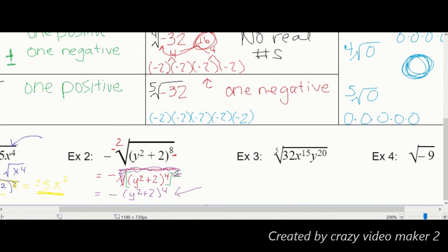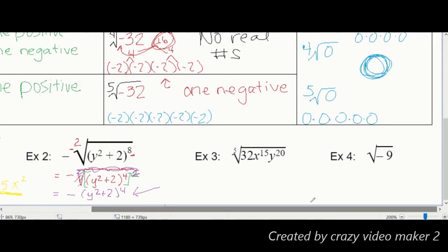If we scoot over to example 3, this time it changes up a little bit on us. This time we have a 5 up here instead of no number, meaning that invisible 2. Well, this time what we can do is still split it up. So we have the 5th root of 32 times the 5th root of x to the 15th times the 5th root of y to the 20th.